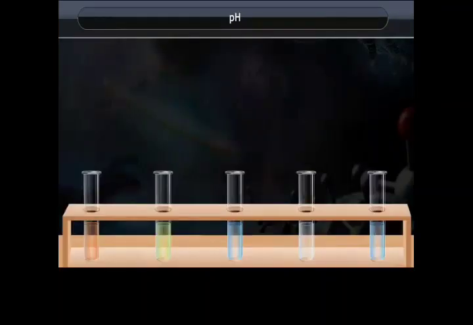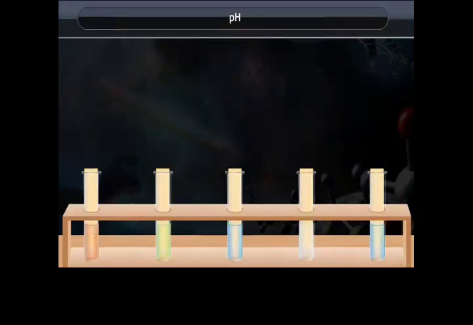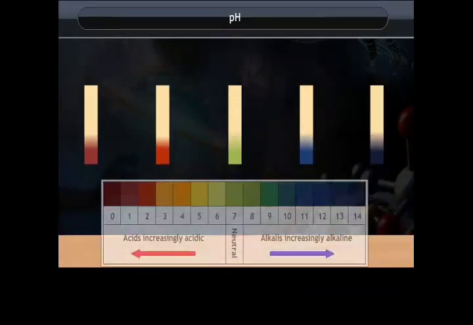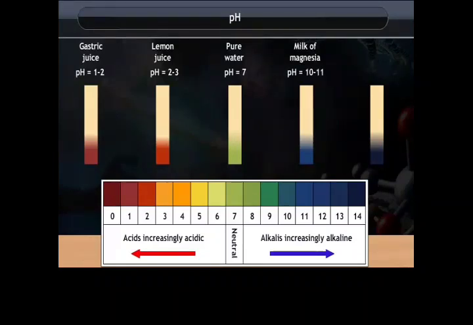Let us check the pH of the given solutions. Dip the universal indicator in each solution and observe the color change. Compare with the universal indicator chart. You observe that gastric juice turns dark orange with pH between 1 and 2. Lemon juice turns orange with pH between 2 and 3. Pure water turns light green with pH between 7 and 8. Milk of magnesia turns light blue and its pH is between 10 and 11. Sodium hydroxide turns dark blue and its pH is between 13 and 14.